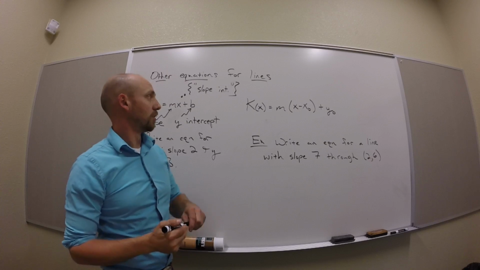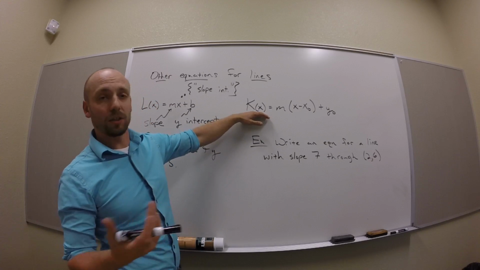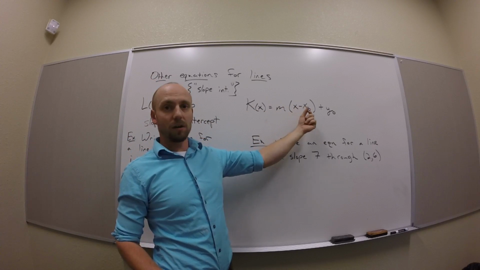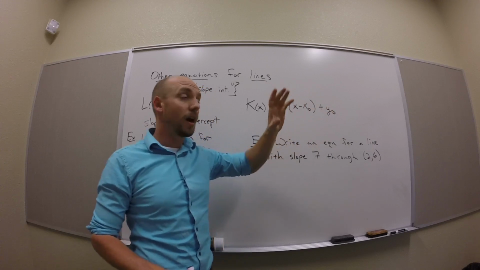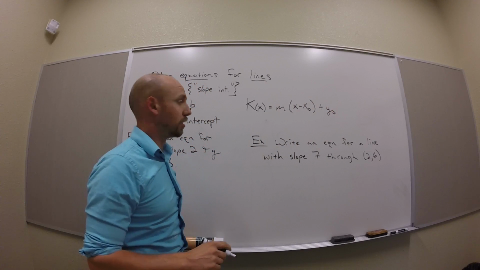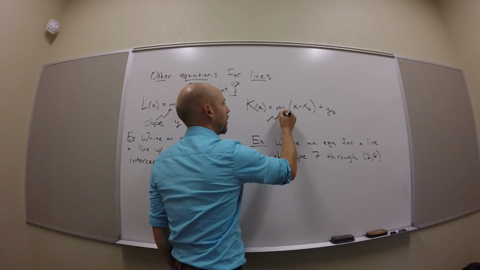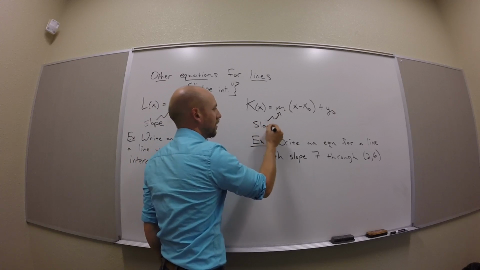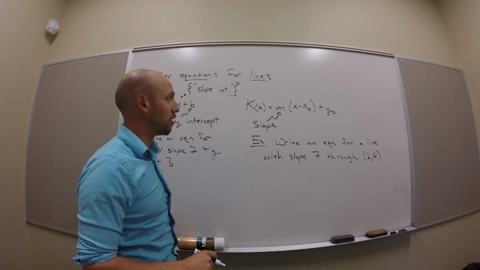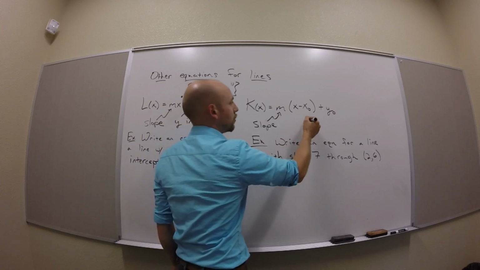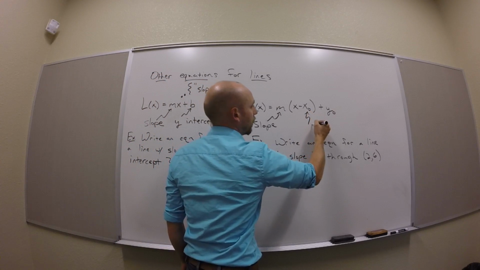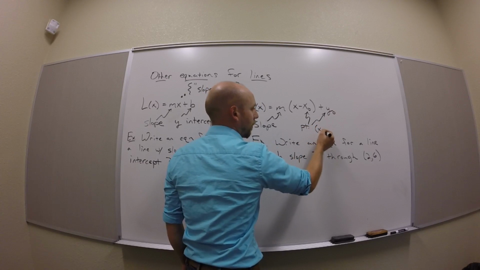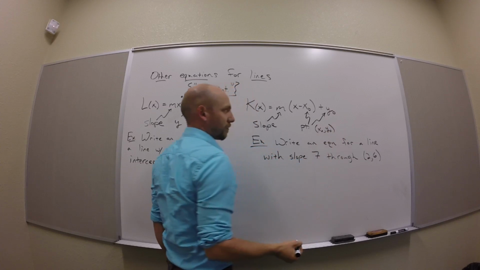Here's another version, which is, all right, k of x, right, really y, is m times the quantity x minus x naught plus y naught. Now, this one's just a touch harder. But this m, what's that? That's still a slope, right? It's not go crazy, it's still a line, it's still got a slope. And then this line goes through a point. So here's the point that it goes through, right? It's x naught comma y naught. Cool?